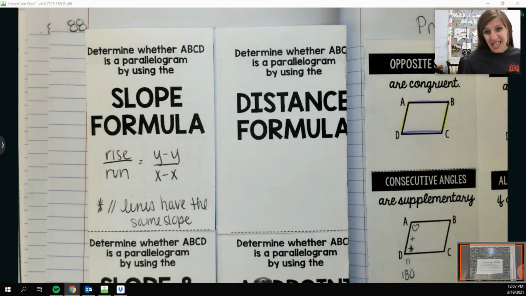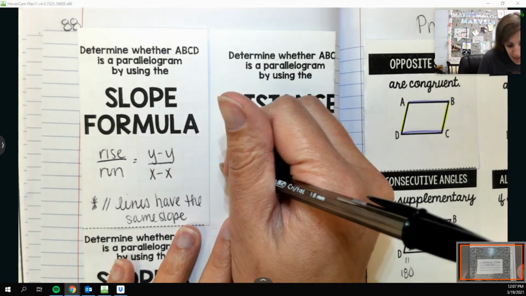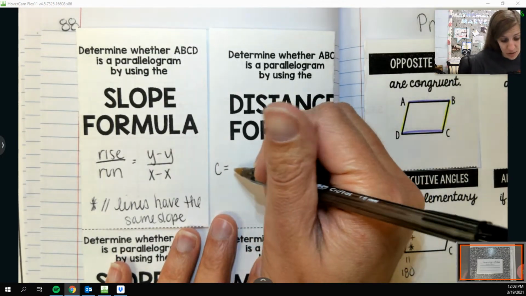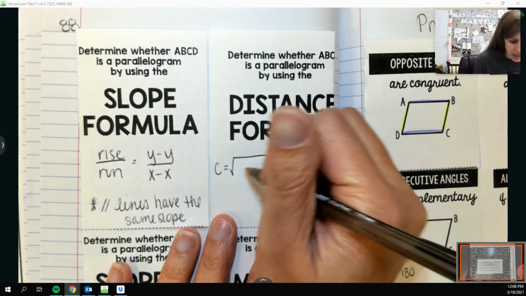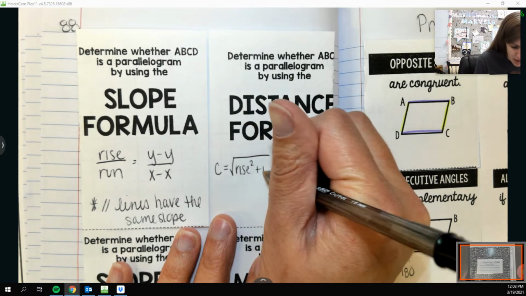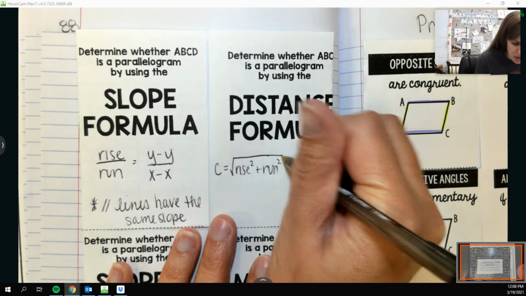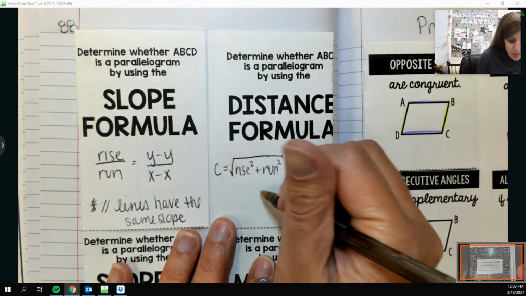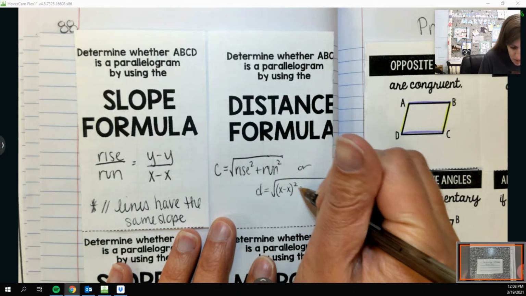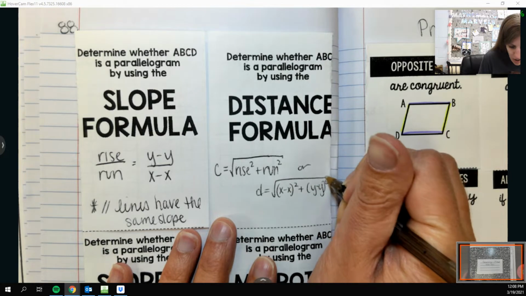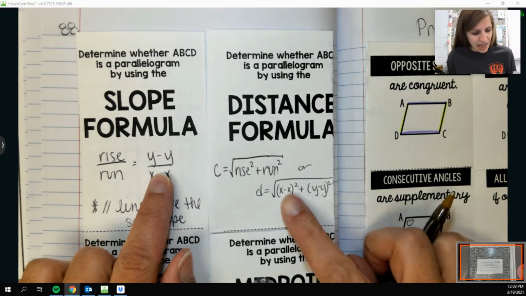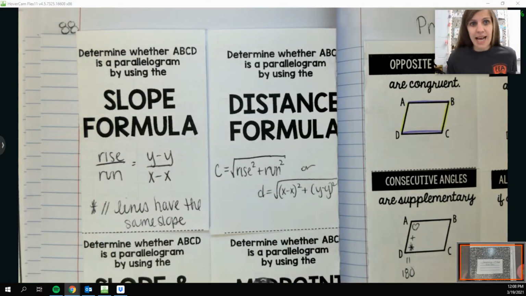Also, it's good to remember the distance formula, which I like to remember as really the Pythagorean theorem, kind of. So c squared equals a squared plus b squared, but we'll square root it, where your a and b are like rise and run. So rise squared plus run squared. Now, the distance formula truly is x minus x squared plus y minus y squared, all square rooted. But that's what I do when I'm finding rise and run, so we can just use those instead.